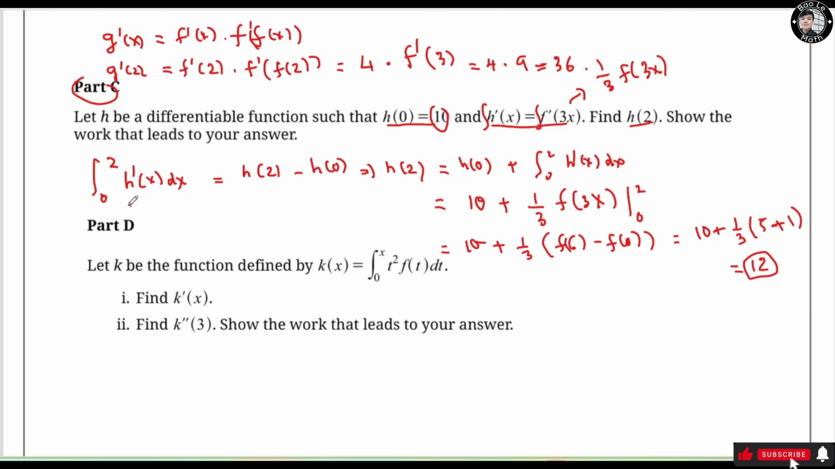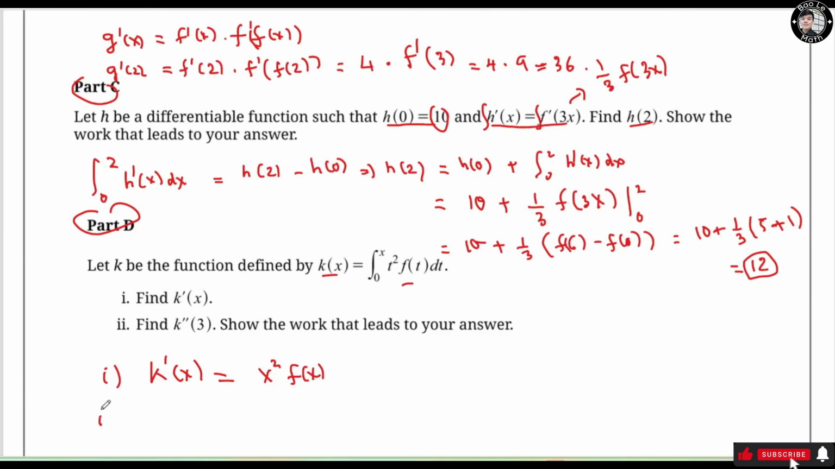Now question D. Let k be the function defined by k of s equals this guy, find k prime of s. So k prime of s is, take the derivative of this one, so it could be s squared times f of s.